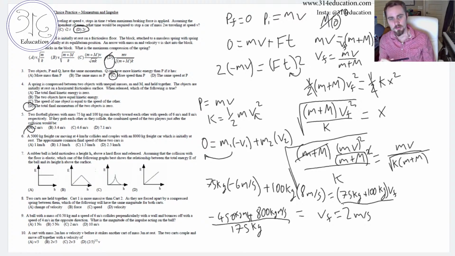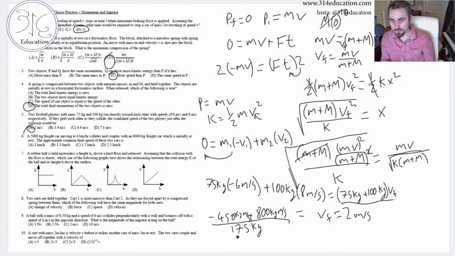Cool. Number 6, we have a very similar problem here. We have a 5,000 kilogram freight car. It's moving at 4 kilometers per hour and collides and couples, so it's hitting it and grabbing it and moving together again, with an 8,000 kilogram freight car, which is initially at rest. The approximate common final speed of the two cars will be which?